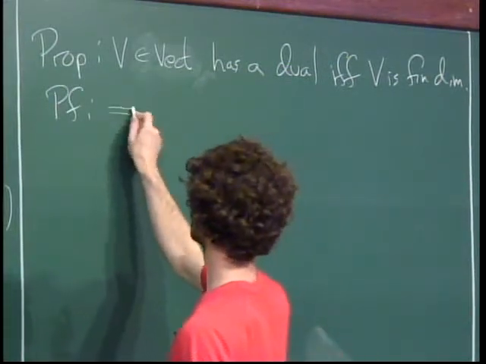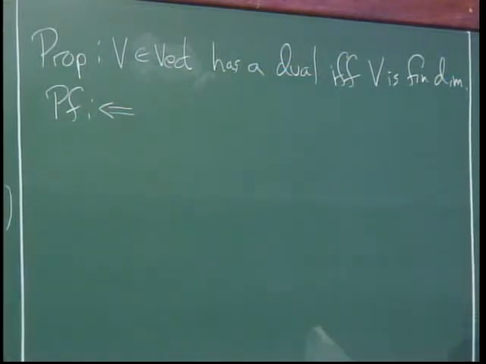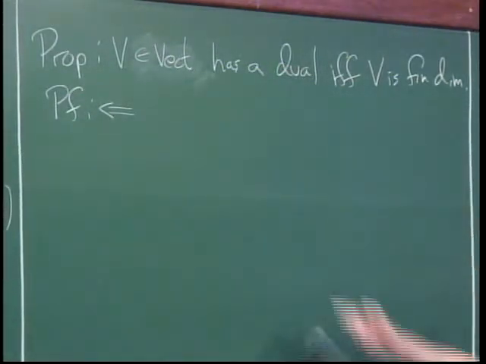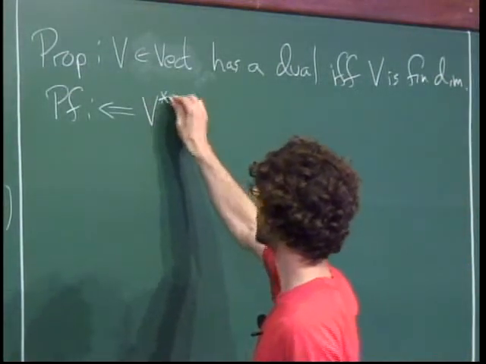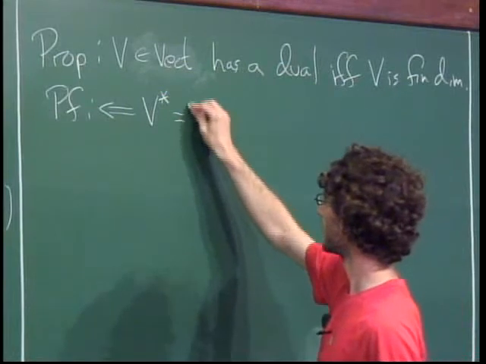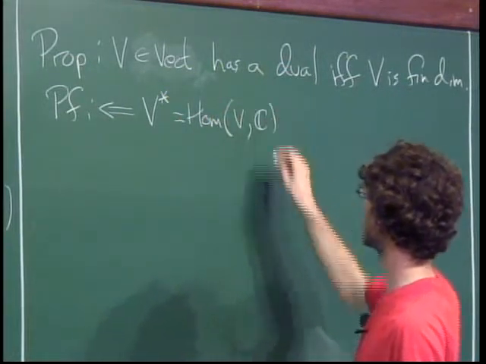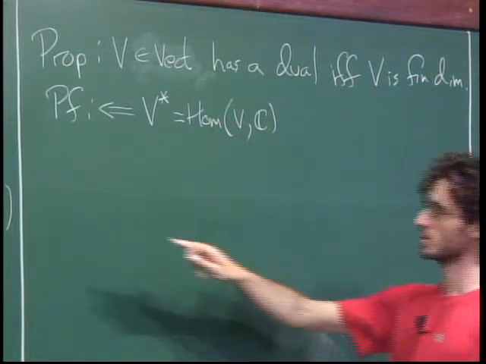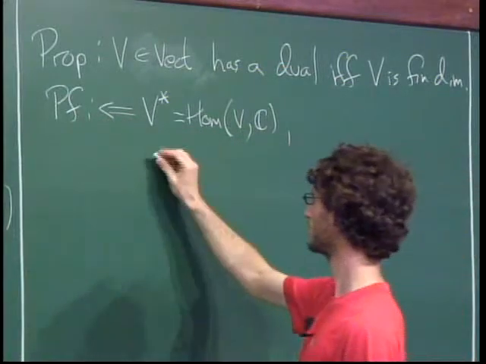So first of all, I'm going to go through this chalk very fast. Let's assume that V is finite dimensional and prove that it has a dual. So I can just define the vector space that's going to be the dual as Hom from V to C. This fits with our usual notion, and I just need to provide for you the co-evaluation and evaluation maps.